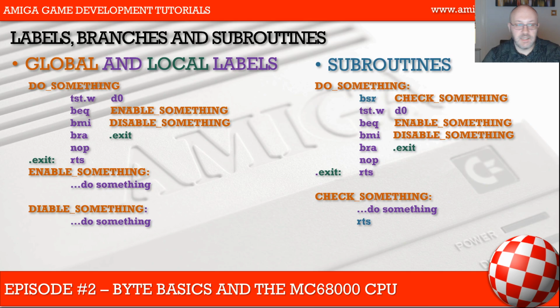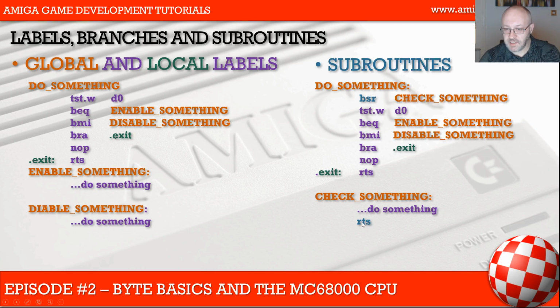Subroutines, really easy. If you've ever used BASIC, it's GOSUB or something like that. It's really common, but this is how you do it in assembler. This is just a BSR, which stands for branch to subroutine. What we've got here is do something, and the first thing that is run is BSR check something. So as the program counter comes down to check something, it does something.